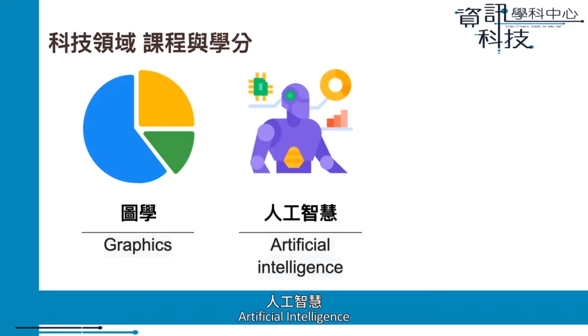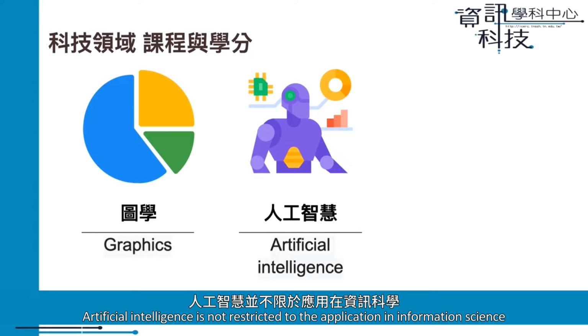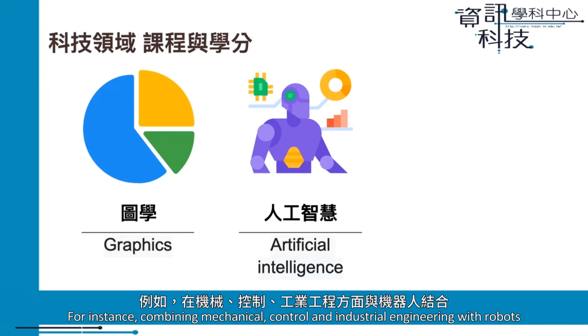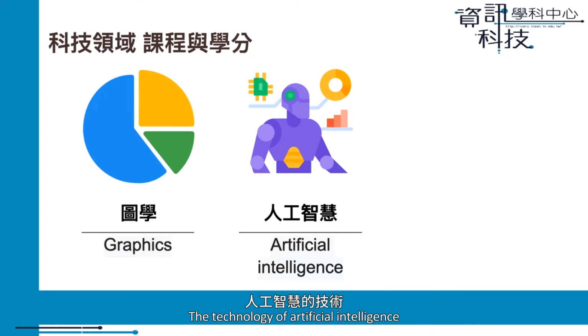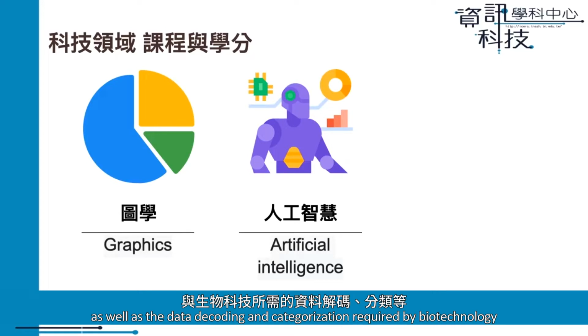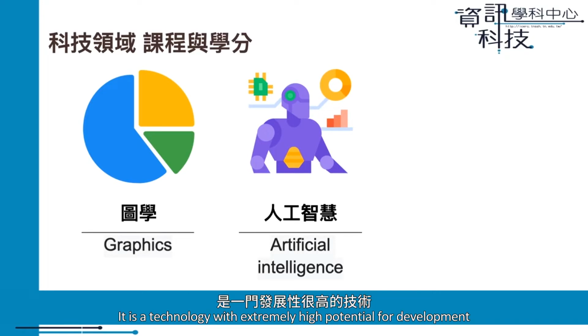Artificial intelligence. Artificial intelligence is not restricted to application in information science. There are many other different subject domains related to artificial intelligence. For instance, combining mechanical, control, and industrial engineering with robots. The technology of artificial intelligence is also applied to the completion of human gene mapping, as well as the data decoding and categorization required by biotechnology. It is a technology with extremely high potential for development.